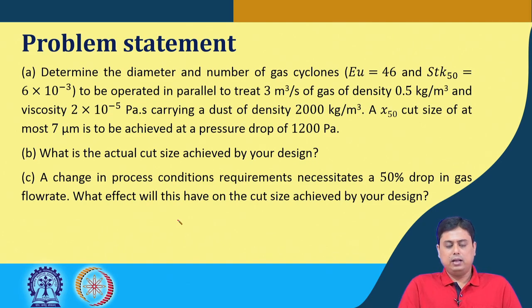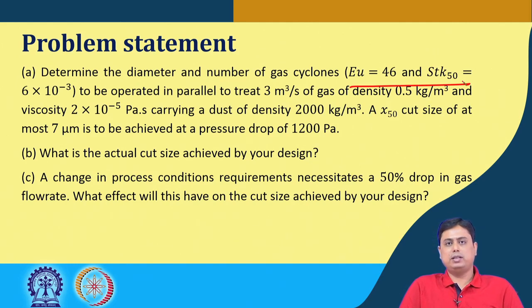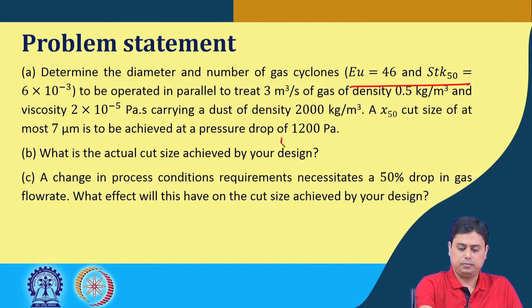So, let us see the final problem to sum up all the ideas now, that we determine a diameter and number of gas cyclones of this family which has Euler number 46, Stokes number 50 as 6 into 10 to the power minus 3, to treat 3 meter cube per second of gas having density known, viscosity known, particle density also known. A cut size at most of 7 micron is mentioned, the pressure drop is given.